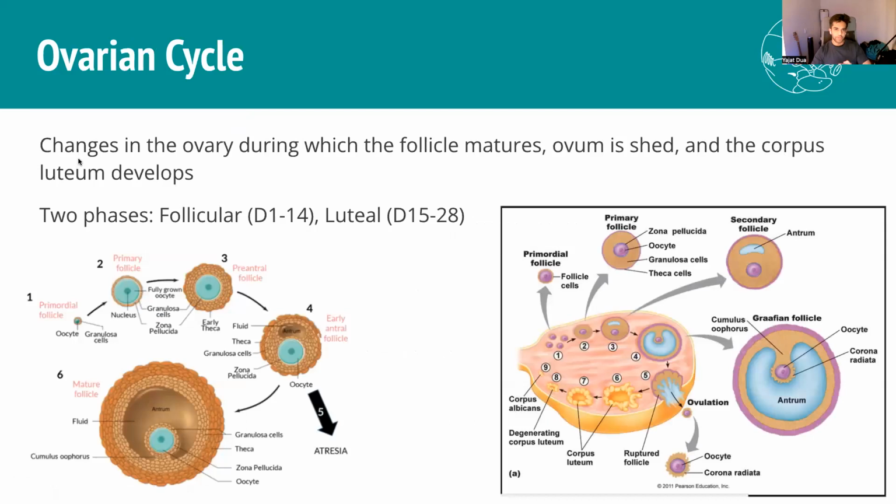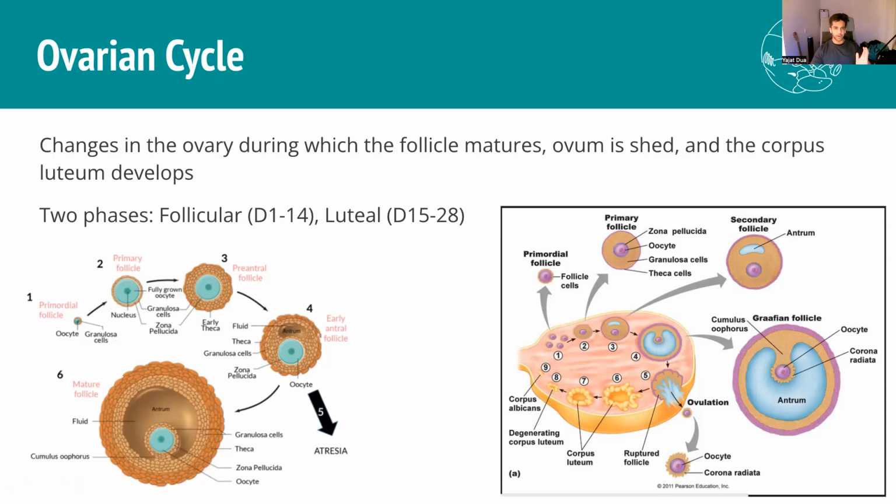Okay, so the ovarian cycle definition is these cyclical changes that are happening within the ovary, where you have maturation of the follicle. It grows through all these steps, and then the ovum is shed or ovulated, and then the corpus luteum develops and degenerates. You have two phases. You have the follicular phase, and then ovulation happens, and then you have the luteal phase.